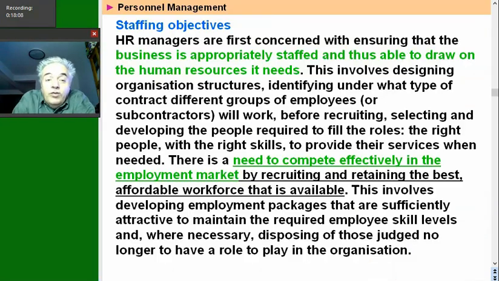Now we're going to see all four objectives of human resources, and I ask you to pay attention, because you'll have to do the activity after we finish this concept. So the first objective is personnel management, okay? So let's see the staffing objectives. Human managers are first concerned with ensuring that the business is appropriately staffed and thus able to draw on the human resources it needs. This involves designing organization structures, identifying under what type of contract different groups of employees or subcontractors will work, before recruiting, selecting, and developing the people required to fill the roles.